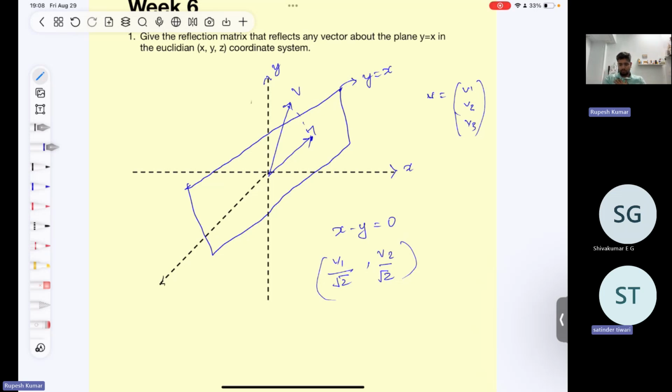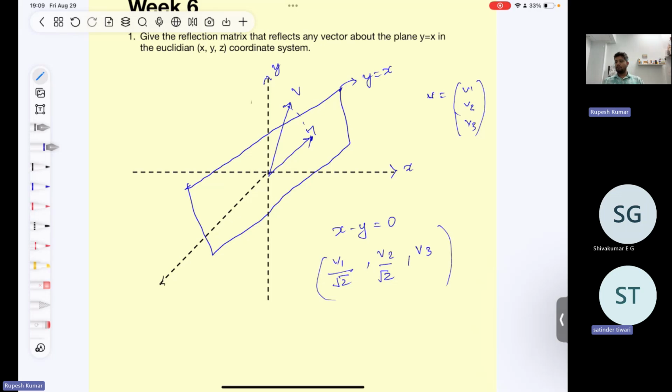Like y equals x appears to be a line also, but we are taking this vector in 3 dimensions. So this will be v1 by root 2, v2 by root 2, comma v3. This will be treated as the plane y equals x. We have to first find the normal vector, then we can find the projection. The normal vector will be 1, minus 1, 0. Then we can take the dot product.